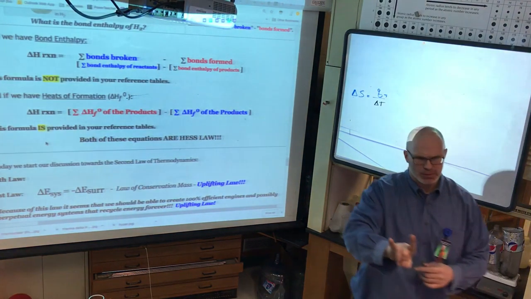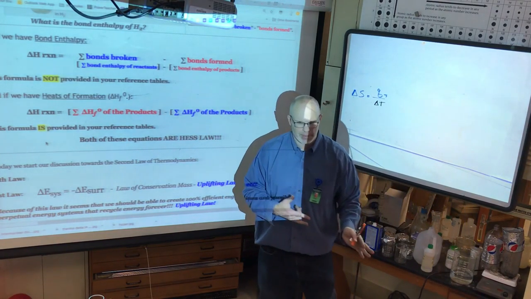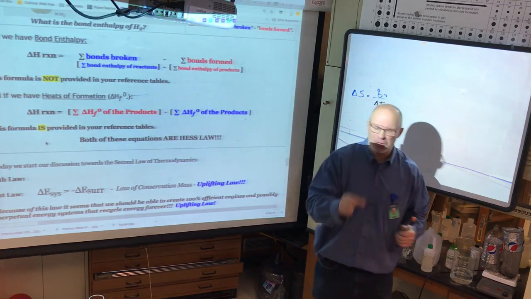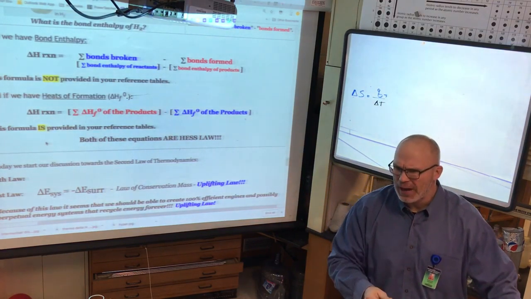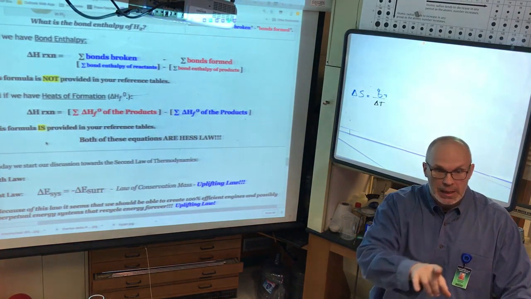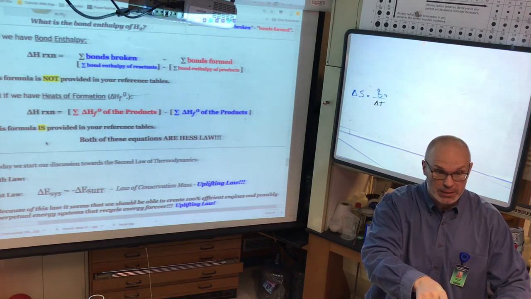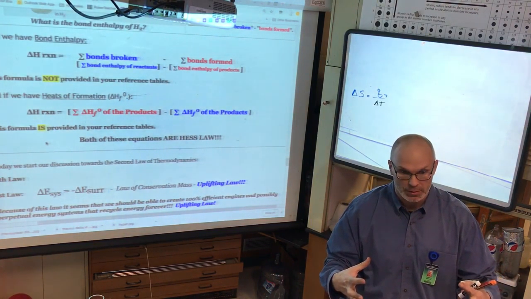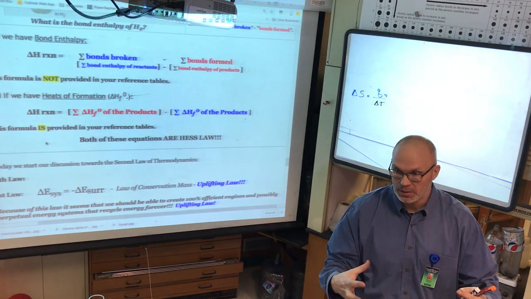There are two factors that affect whether a reaction goes or not. By the way, we call that spontaneous. We talked about that in September. Now we're defining it perfectly. There are two factors that affect whether a reaction goes: heat absorbed and released, and the degrees of freedom of the particles of the system.